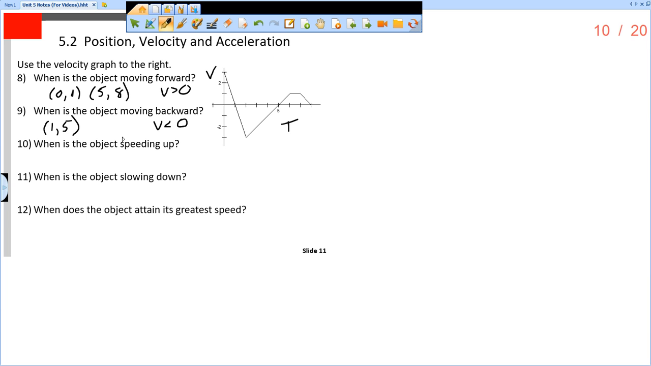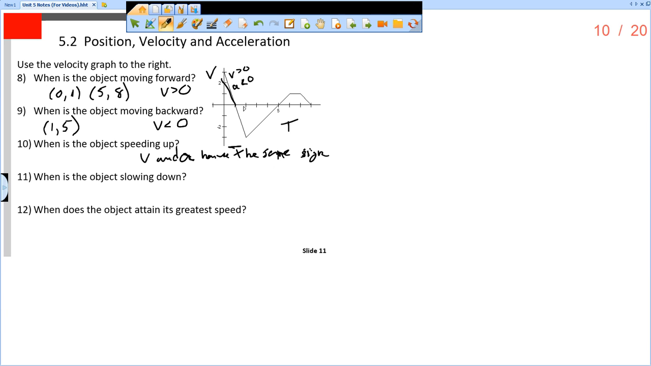What does speeding up mean once again? Remember, velocity and acceleration have the same sign. So let's take a look at this. This first section here from 0 to 1, you see that velocity is above the x-axis, so v is greater than 0, but it is decreasing. So that means acceleration is less than 0.